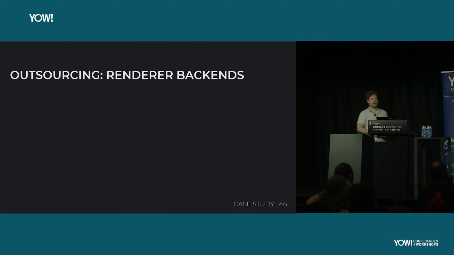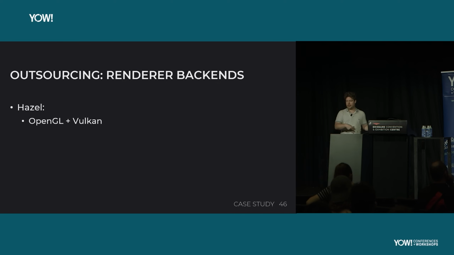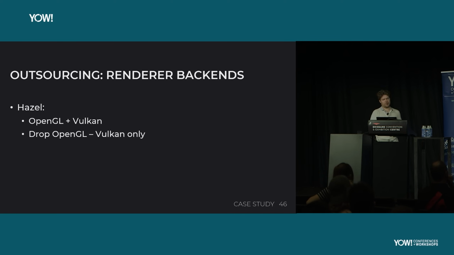Okay, so let's take a look at an example of going through the process of deciding whether or not we want to outsource a building block. This is something we're going through at the moment with Hazel. Hazel used to use OpenGL and Vulkan, which are rendering APIs. But then we made the decision to drop OpenGL because we were trying to embrace the next generation of graphics and OpenGL didn't really fit that. So we went with Vulkan only.